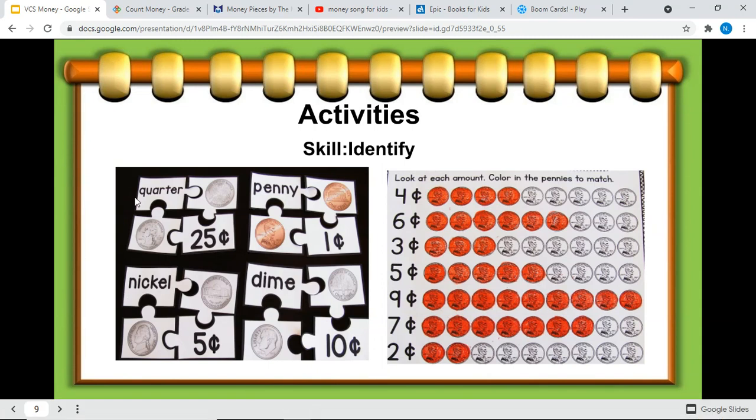You can also use puzzles. So here they have the word quarter, the back, the front, and the value. They could repeat that process and complete that puzzle for each of the coins. And here they have 4 cents. So they would color in the correct amount of pennies. 1, 2, 3, and 4.